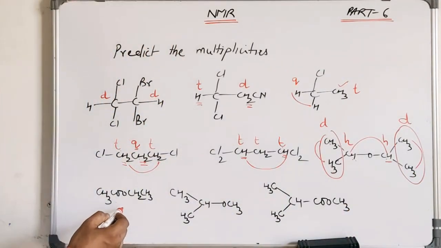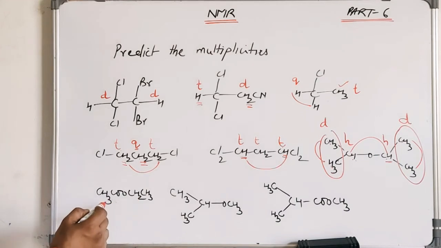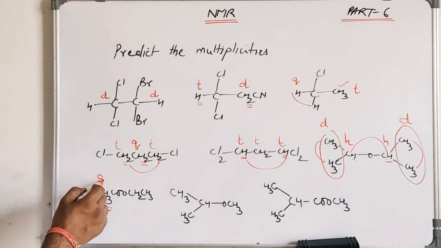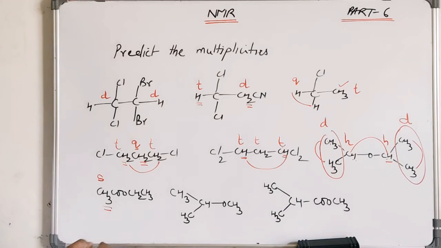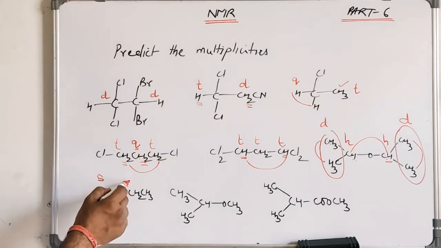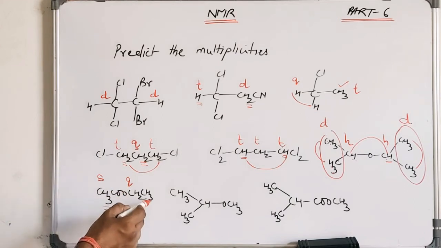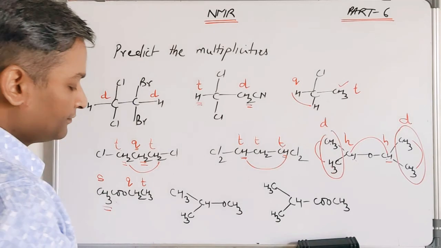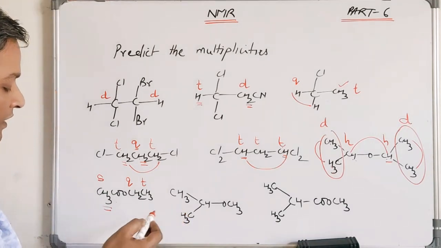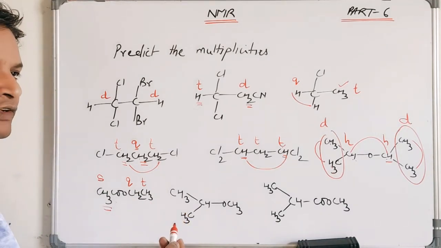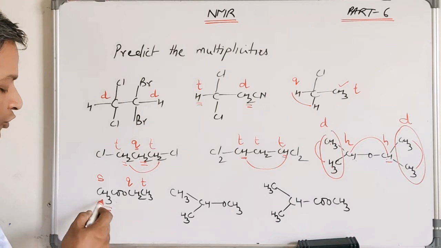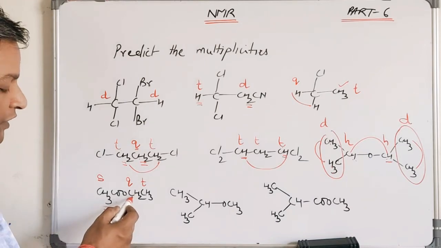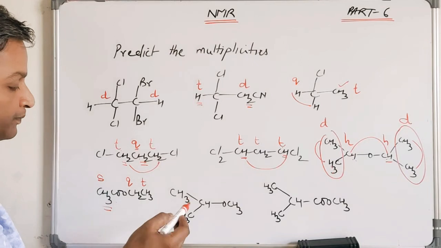In this simple compound, it is ethyl acetate. We can see here there is no neighbor, so this will show a simple singlet peak. And for this CH2 the neighbor is CH3, so it will show a quartet. And for the CH3 the neighbor is CH2, so it will show a triplet. If we consider the delta values, it will be around 2.1, around 3.7, and around 1.2.